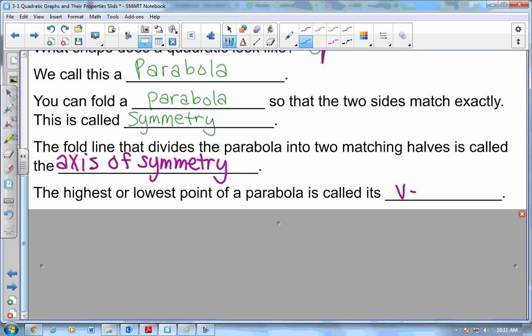Yes. Good. Some of us have heard it. The vertex. The highest or lowest point of a parabola is called its vertex. So parabola, axis of symmetry, quadratic, vertex. Those are all our new words today.